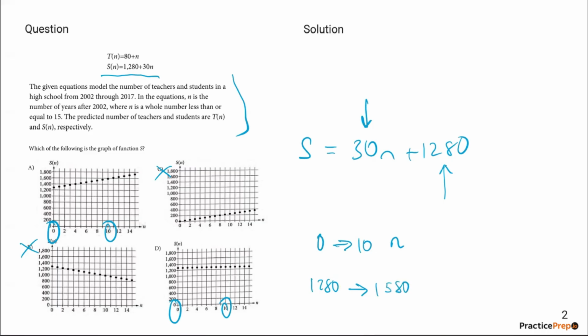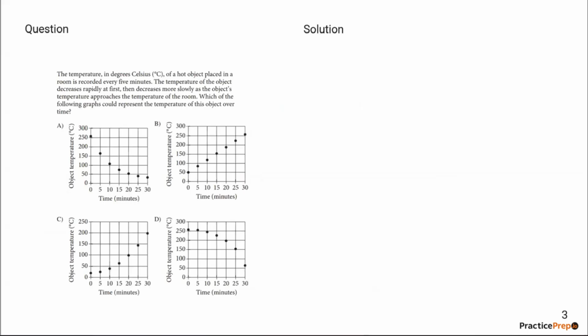That's because the slope is 30. So for 1 unit to the right, you go 30 units up. That means for 10 units to the right, you go 300 units up. And the only choice where we see that at 10 we have something like 1500 is A. D has a fairly flat slope. In fact, it is flat, right? There is no slope here. Therefore, D goes away. Let's now move on to the next question.